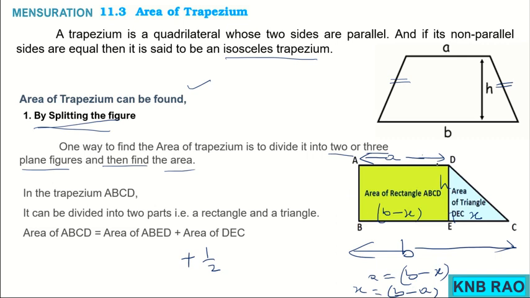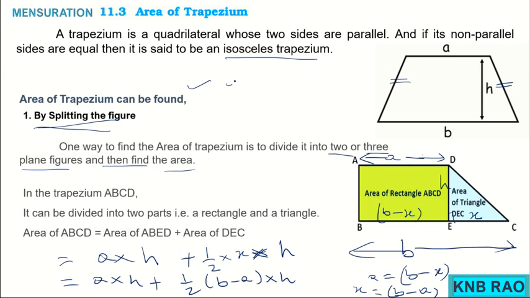Now if I want to find the area of the rectangle ABED, it is A, which is the length, into H, which is the breadth, plus, in the case of the area of a triangle, half into base x into corresponding height H. Now A into H plus half, where x is substituted as B minus A, so half into (B minus A) into H. On simplification it is AH plus half BH minus half AH.